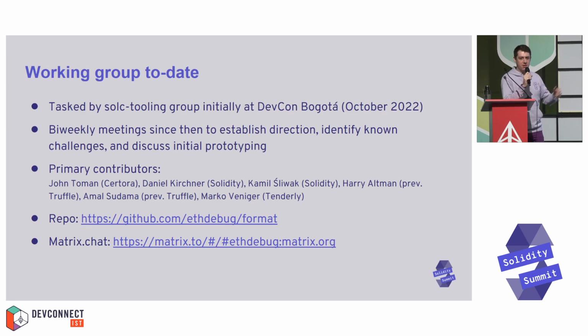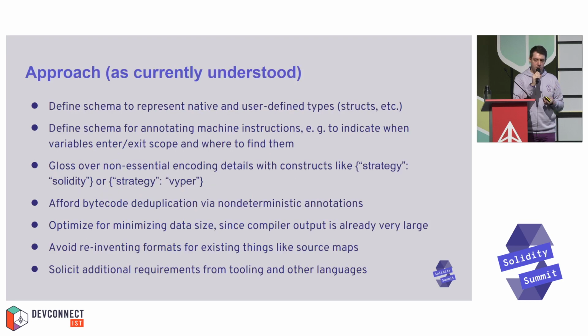And you can see the people that have contributed to date. We have John from Certora, of course, Daniel and Camille from Solidity, and then Harry and Amal from Truffle, and Marco, whom I haven't met in person yet, but I'm looking forward to, has been helping out a lot. You can follow along with our work at the GitHub repo. You can chat with us in Matrix Chat. But I'll go over a little bit of our approach as we understand it now.